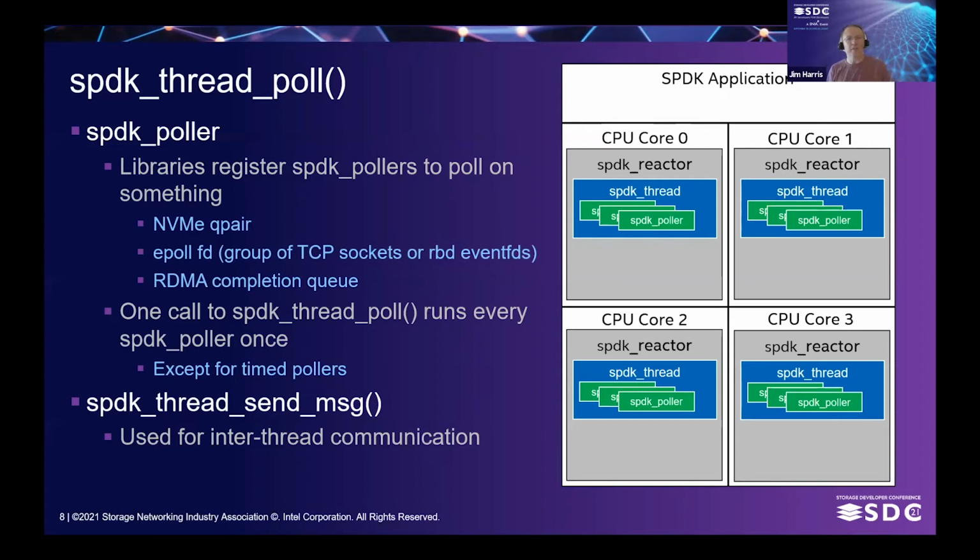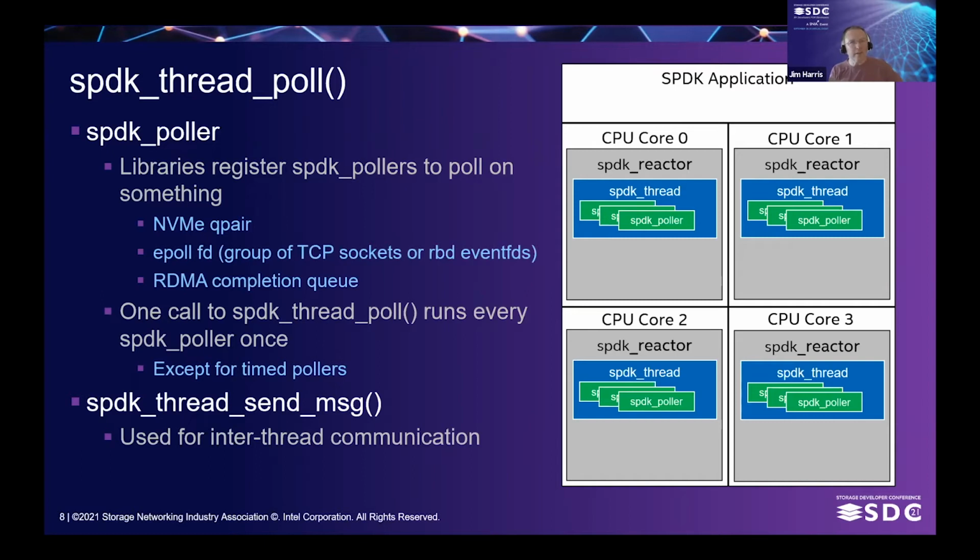These pollers are all responsible for polling on something. It could be an NVMe queue pair. It could be an epoll file descriptor. For example, in SPDK, we make heavy use of epoll to poll groups of TCP sockets or CephRBD event FDs. It could be polling on an RDMA completion queue. The key part here is that every time the framework calls SPDK thread poll, it's going to poll each one of those SPDK pollers. Each SPDK poller is going to get a chance to run to check for and do some work every time the thread is polled.